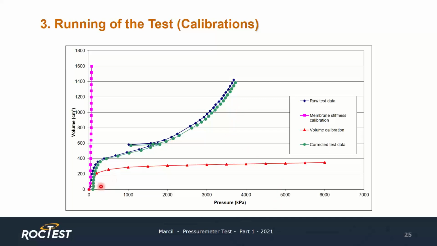On this slide here, you can see the effect of this calibration over the test results. You have here in pink the pressure calibration, where you see the resistance of the membrane that is really low. And in red here, you see the deformation of the equipment obtained from the volume loss calibration. And you see the effect on the raw readings in blue. That must be corrected, and the final result is in green, the corrected test data.